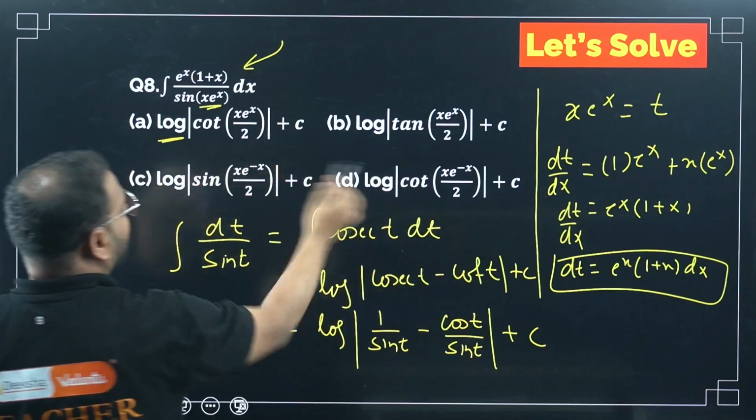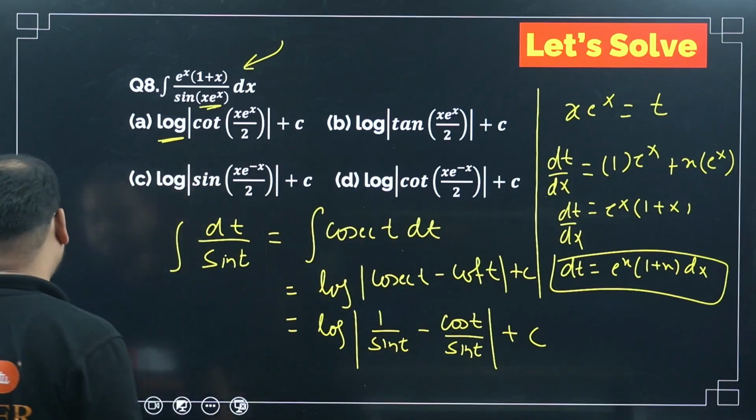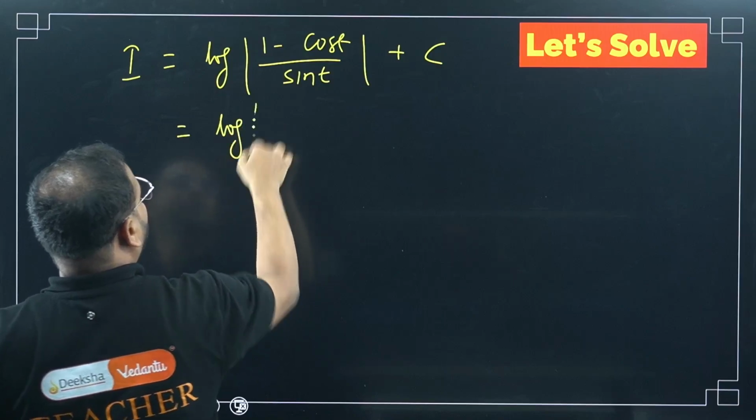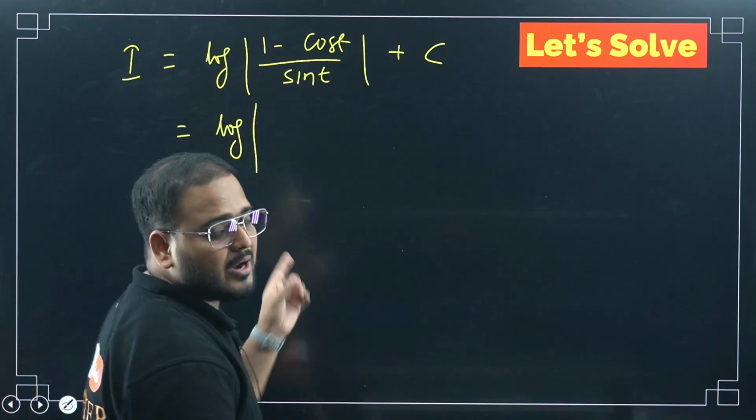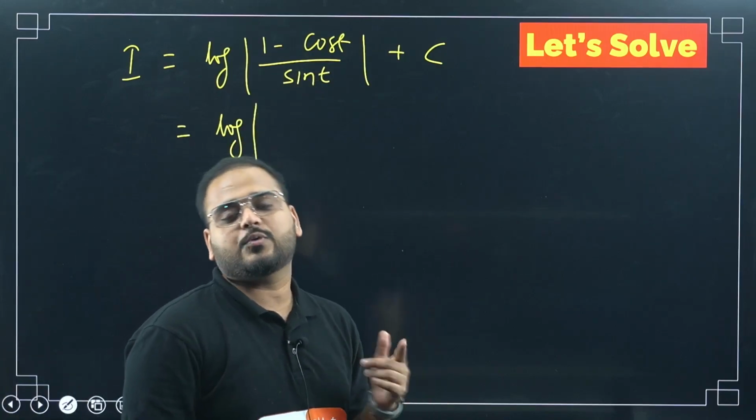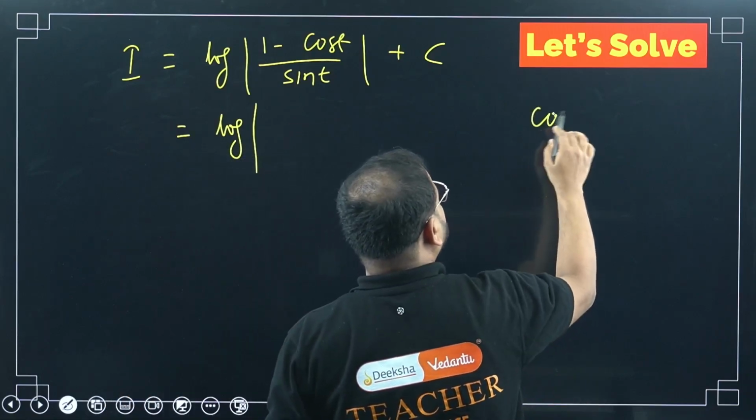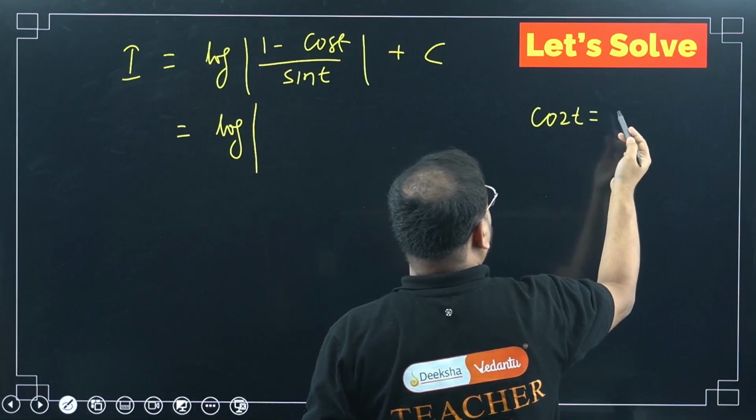But again, none of the options are like this. I have to transform it more. Let's check. Log of 1 minus cos t is what? Remember, 1 plus cos t was 2 cos square t by 2. So 1 minus cos t will be, please check here, cos 2t is what? Cos 2t is what?